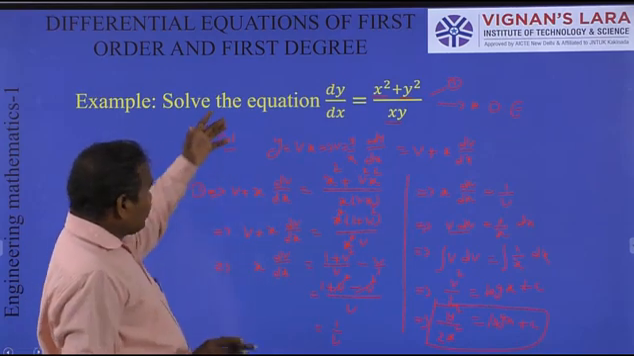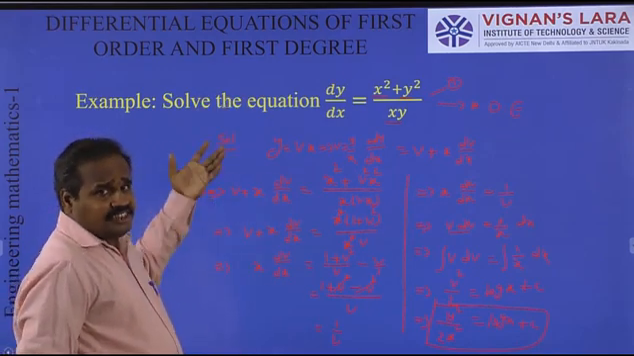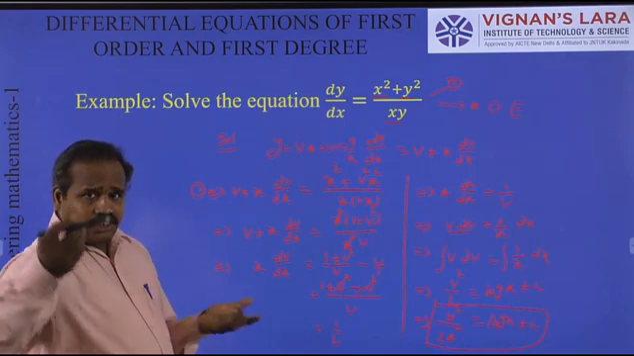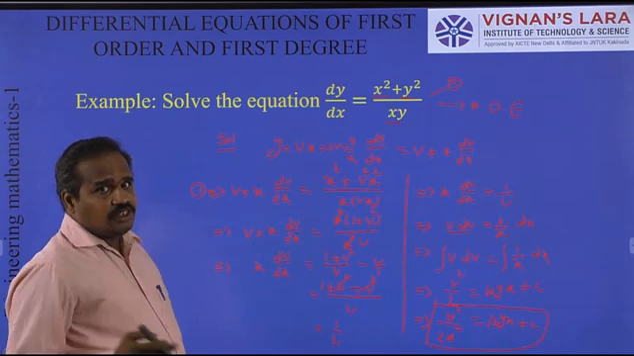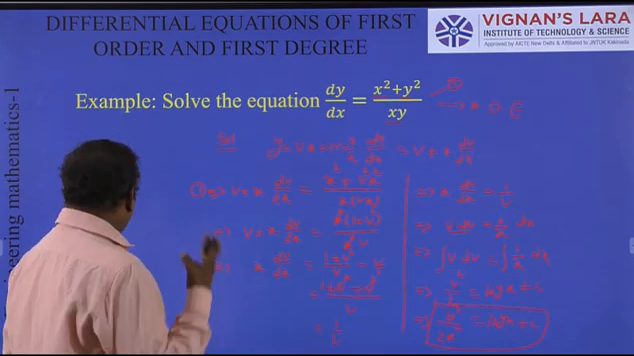Already you know this method, and the next method is the non-homogeneous equation. I think you also know about that one, so I am skipping it. Next, I am going to the exact equation.